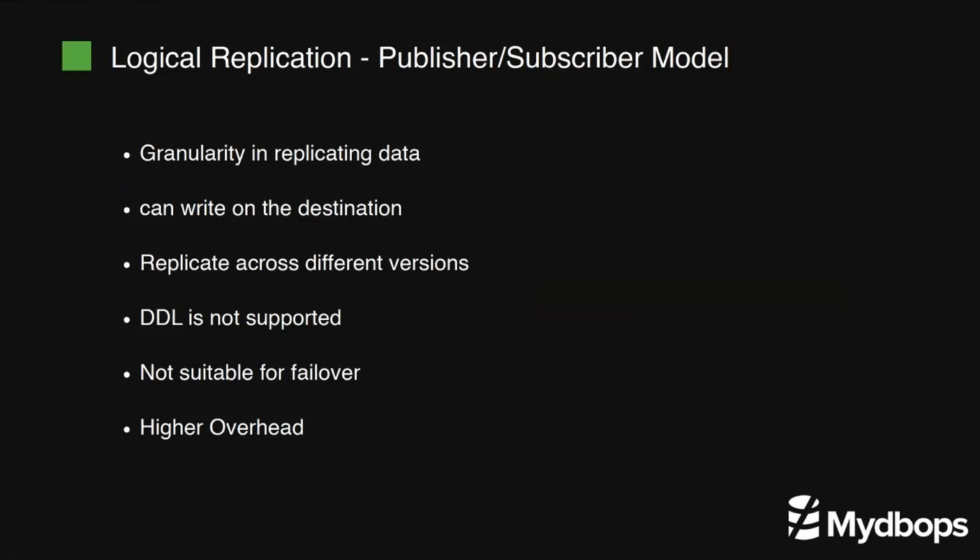The disadvantage is that DDL is not supported. If you perform any DDL, it won't be replicated. It is also not suitable for failover. As I mentioned, it won't be the exact copy of your primary. It will have only the minimal record data of what we wanted, so we can't use it as an exact replica for failover. That is one of the drawbacks of this one. And there is a bit higher overhead. Compared to streaming replication, our WAL sender process needs more CPU and memory to perform logical replication. So that is one of the disadvantages.